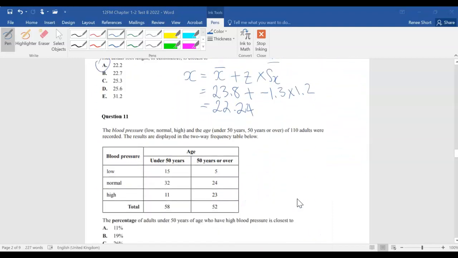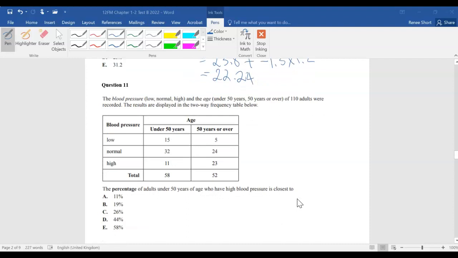Okay. Question 11 here has got this table, and it says that the blood pressure, low, normal and high, and the age, under 50 or 50 years and over, of 110 adults was recorded, and then it's displayed the information in the two-way frequency table. It wants to know the percentage of adults under 50 who have high blood pressure. So we want to look at this table of under 50, and then high blood pressure, it's 11.